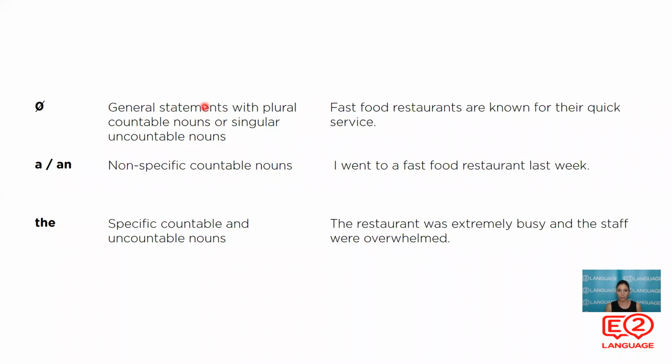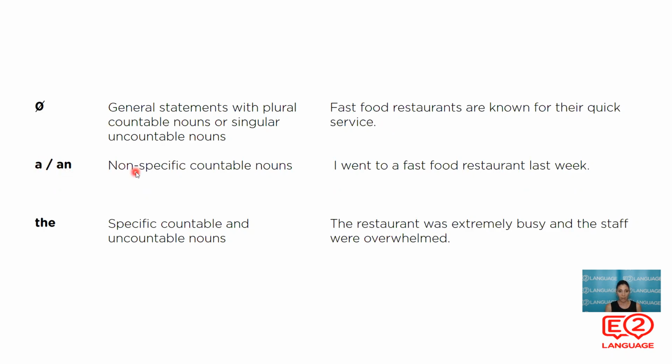With plural countable nouns. So restaurants is plural. I can't say fast food restaurant is known for its quick service, because I can only use it with countable plural nouns, or singular uncountable. For example, service. This kind of service is uncountable. We can say that the company offers many services, but we can't say the restaurant has good service. It's a different meaning, and in that case, it is uncountable, singular.